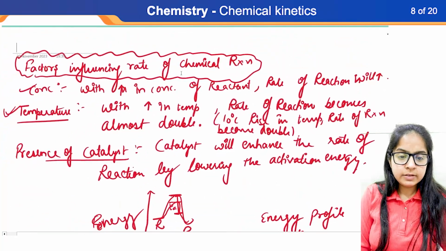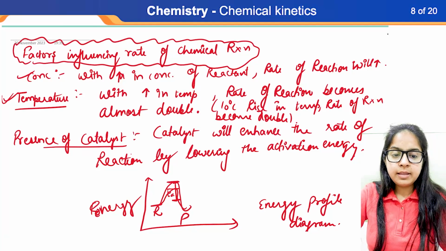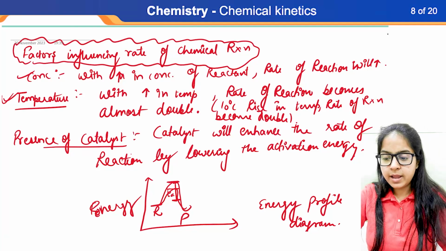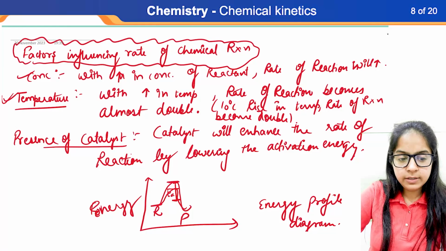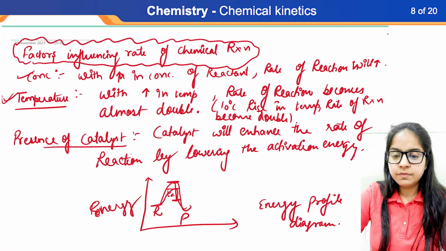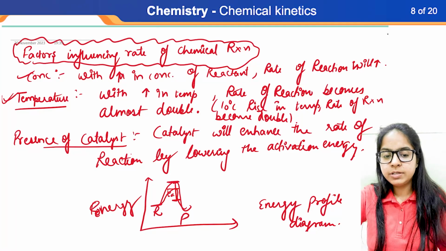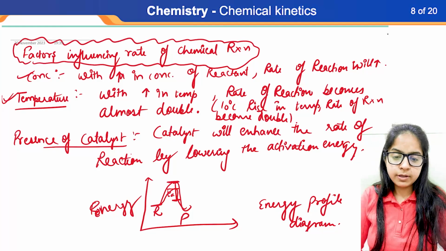Next one is the factors that influence the rate of chemical reaction. The first is concentration: with increasing concentration of reactant, the rate of reaction will increase. Then the temperature: with the increase in temperature, the rate of reaction becomes almost double. It means with a 10 degrees Celsius rise in temperature, the rate of reaction will almost double.